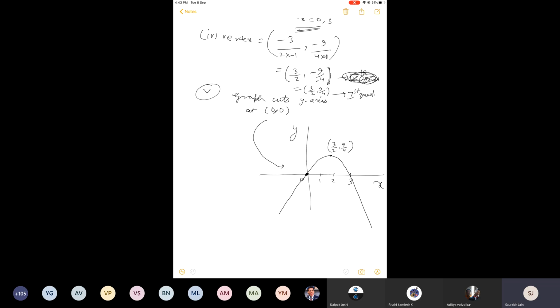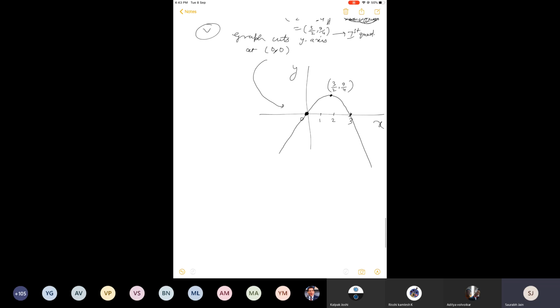So this is the required graph. Shape is concave downwards. Roots are 0 and 3. It is cutting at 2 points. Vertex is 3 by 2 comma 9 by 4, which is first quadrant. And the point where the graph cuts the y-axis is again this point 0 comma 0. So you can see that there are only 5 steps. If we follow the 5 steps, then we can draw any graph of the form y equals ax square plus bx plus c.